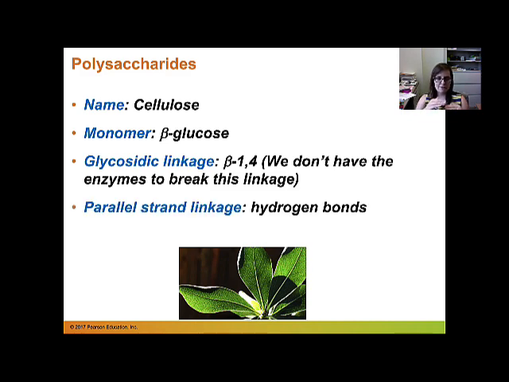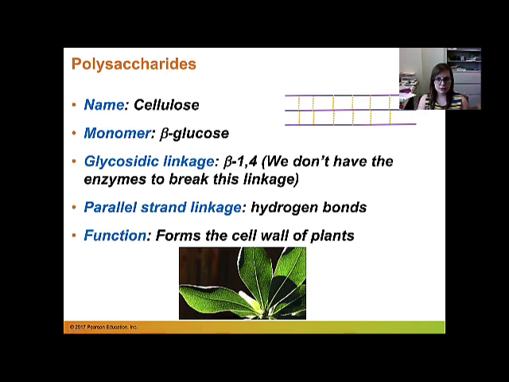Okay, so we have these beta 1,4 linkages that create a strand, and then strands are linked to one another by hydrogen bonding, right? So that electrical interaction between partial charges on hydrogen and other partial charges. And so we end up with essentially a fiber, right, of multiple strands binding together to create a very strong structure. And so the function relates to its structure in that it forms the cell walls of plants. So a very stiff, rigid structure that allows plants to stand up.